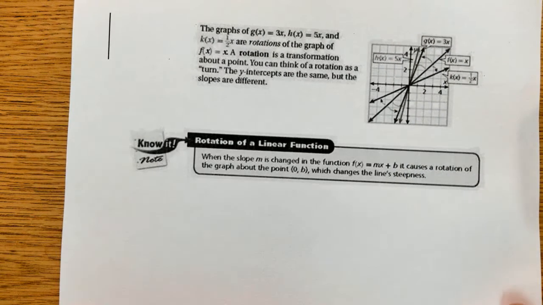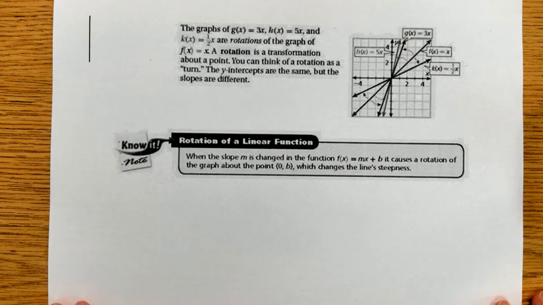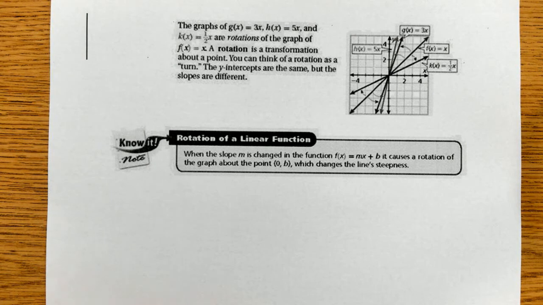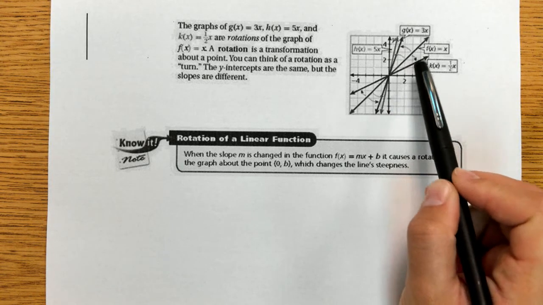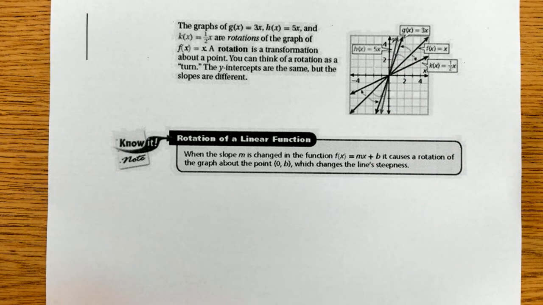So now moving on, here we have another example. The graphs g of x equals 3x, h of x equals 5x, and k of x equals 1/2 x are rotations of the graph of f of x equals x. So the parent function is f of x equals x, and a rotation is a transformation around a point. You can think of a rotation as a turn. So the y-intercepts are the same, but the slopes are different. Okay, so you see how they're all sharing this origin. They're just turning different directions depending on what the slope is.